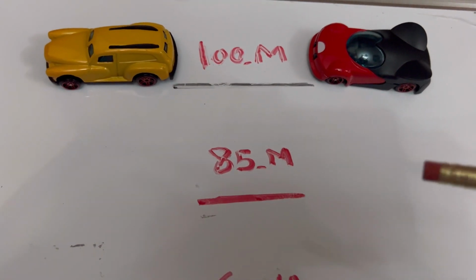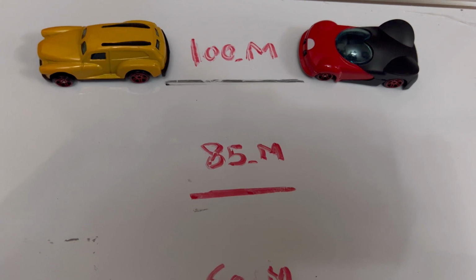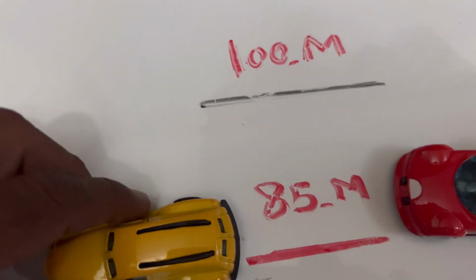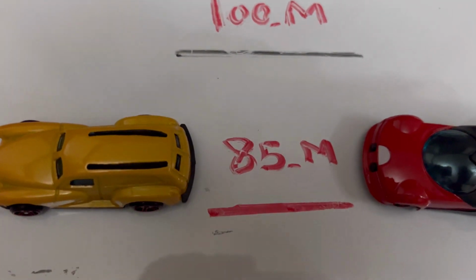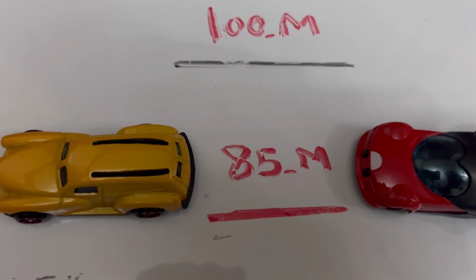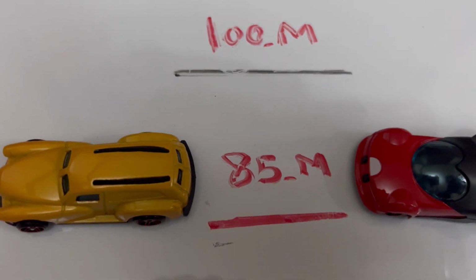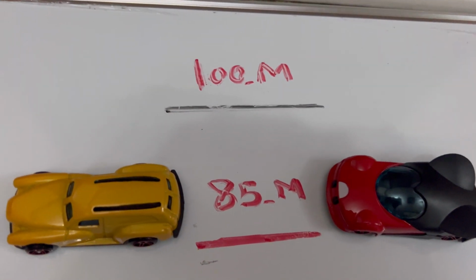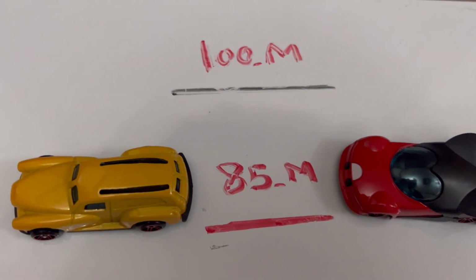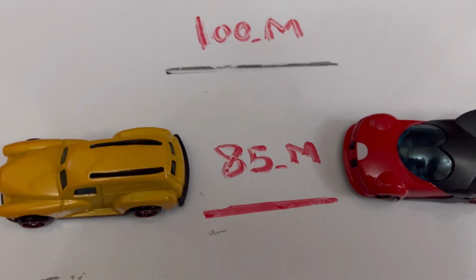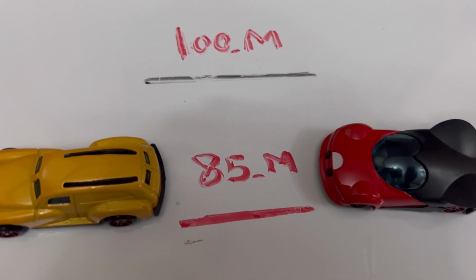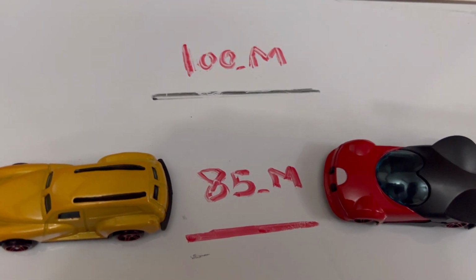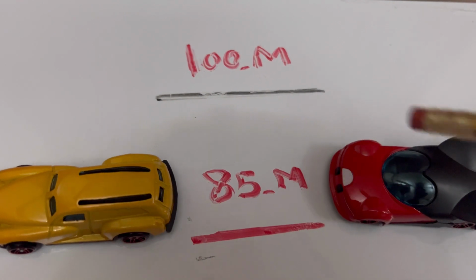And let's talk about 85 meters. 85 meters, this is the minimum distance speed. So for example, if you are driving 100 kilometers an hour, the minimum distance from the car in front of you will be 85 meters.